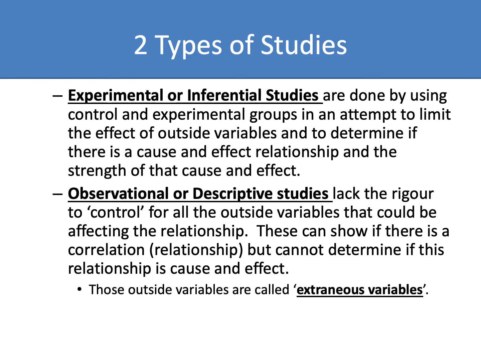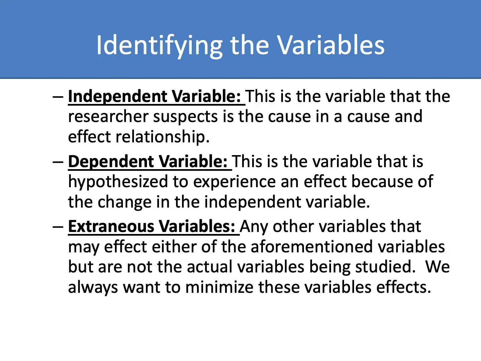Whereas in an observational study, it usually happens kind of looking from the outside at something. Sometimes it's looking at past data based on something else, but it doesn't have the control to minimize outside variables. We're going to talk a little bit more about that as we go through. These outside variables are called extraneous variables.